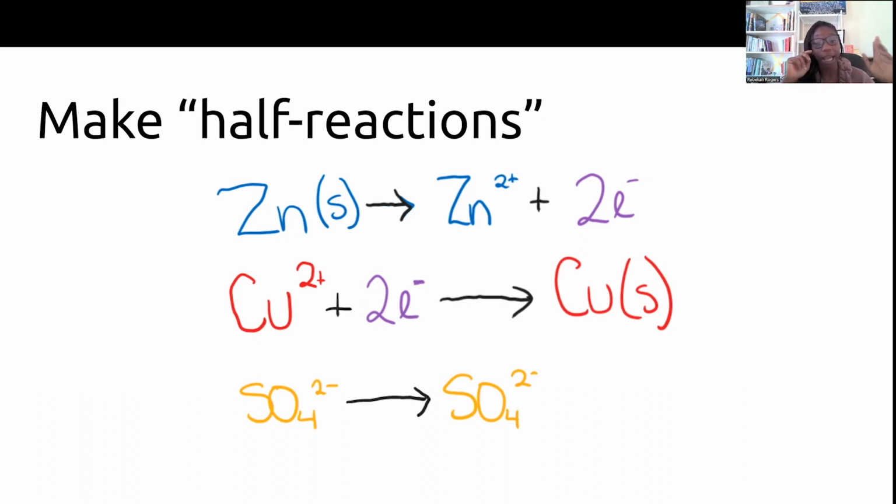The sulfate ion is -2 on the left and -2 on the right, so it's irrelevant. No electrons are moving with the sulfate ion. The sulfate ion is not giving up or taking on more electrons during this reaction, so it's irrelevant to figuring out the oxidation or reduction. It's really focused on the zinc and the copper.